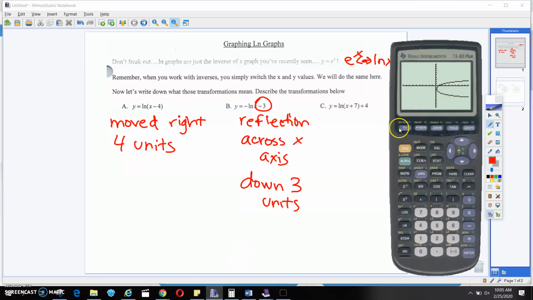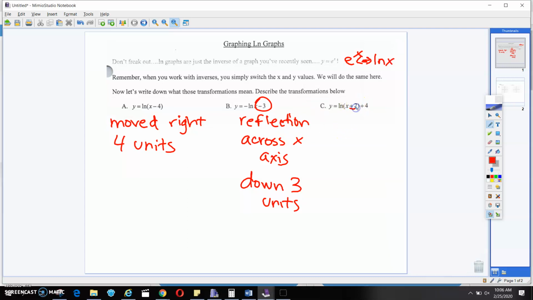All right, on the third one, we're going to go back into our y equals. We're going to clear that second equation. And we're going to type ln of x plus 7 plus 4. And we're going to hit graph. Okay? So what happened between the OG and the new graph? It moved to the left 7 units. Left 7. And then we went up 4.